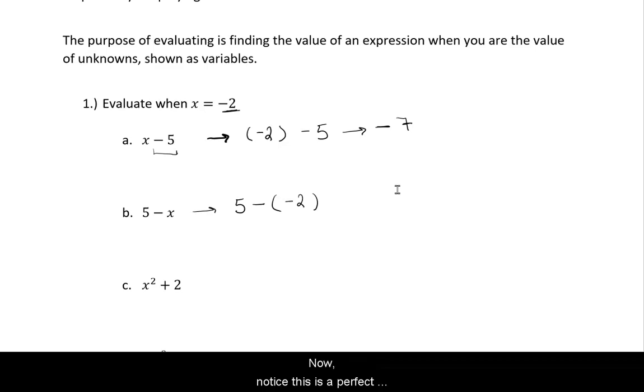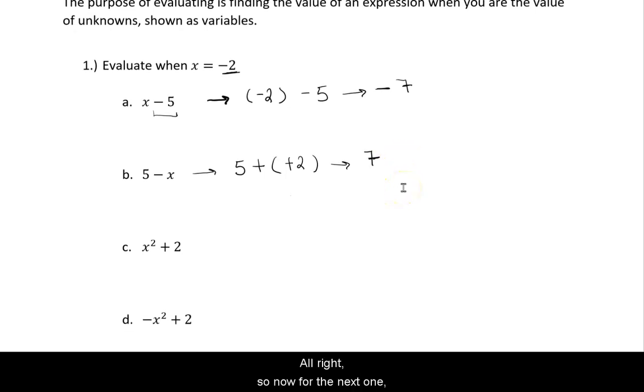Now notice, this is a perfect example of why we want to use these parentheses, because if we didn't, it would be much more difficult to see the double negative that we have here. And remember, when you have a double negative, it turns positive. So in this case, I'm just going to mark that as positive. That's what I do shorthand to show that those 2 negatives turn positive. There are multiple ways of doing it, but that's what I've chosen to do over the years. Okay, and then that simplifies to +7.